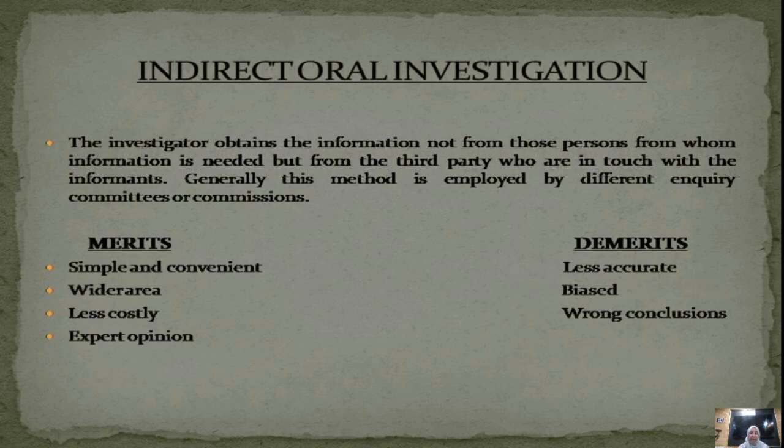Another method is that of the indirect oral investigation. The investigator obtains the information not from those persons from whom information is needed, but from the third party who are in touch with the informants. Generally, this method is employed by different inquiry committees and commissions. For example, one may ask about the drinking habits of a person, and in that case, we may ask the neighbors or his friends.